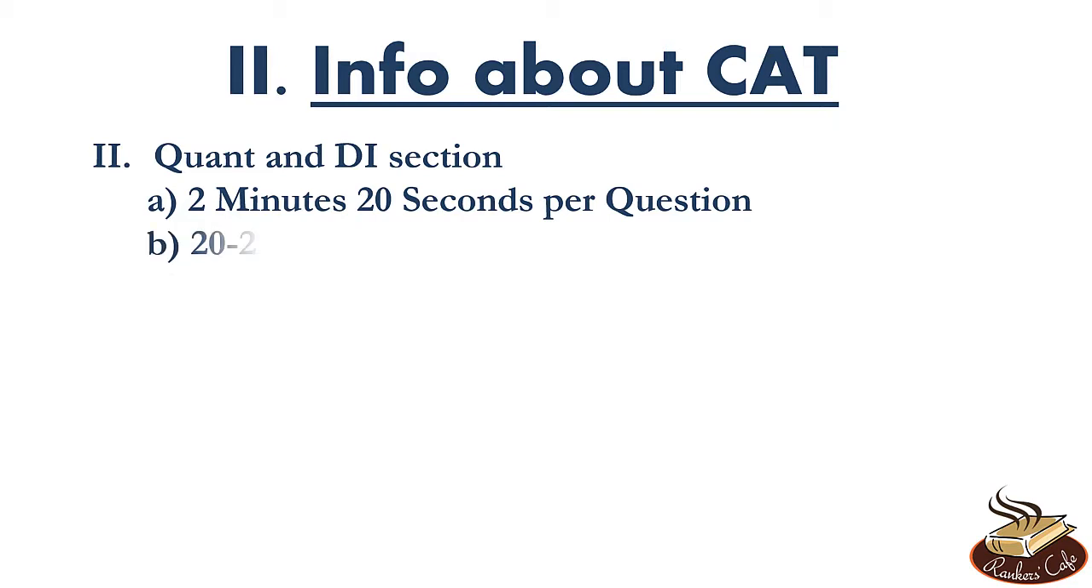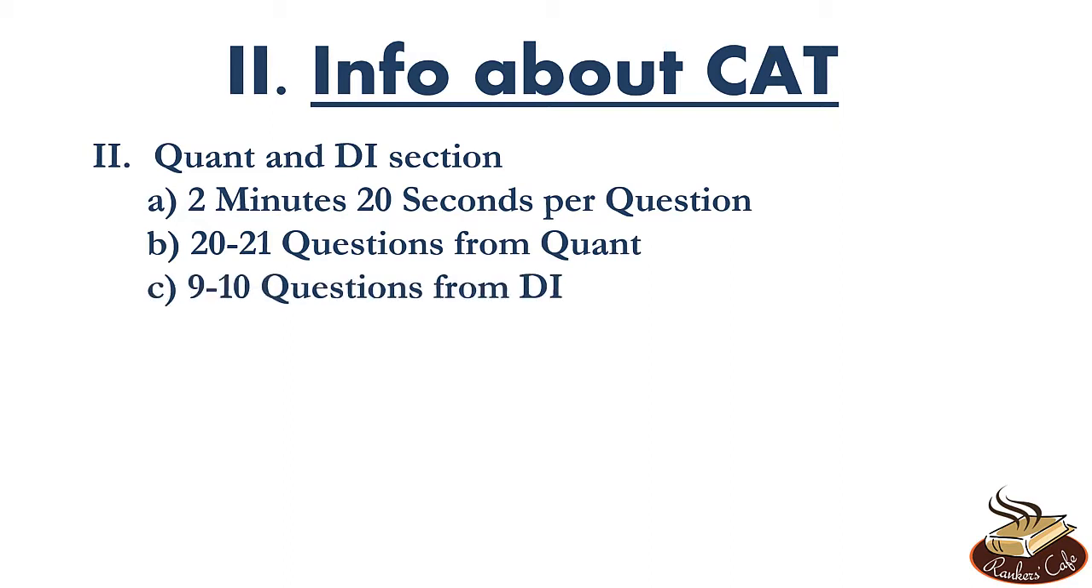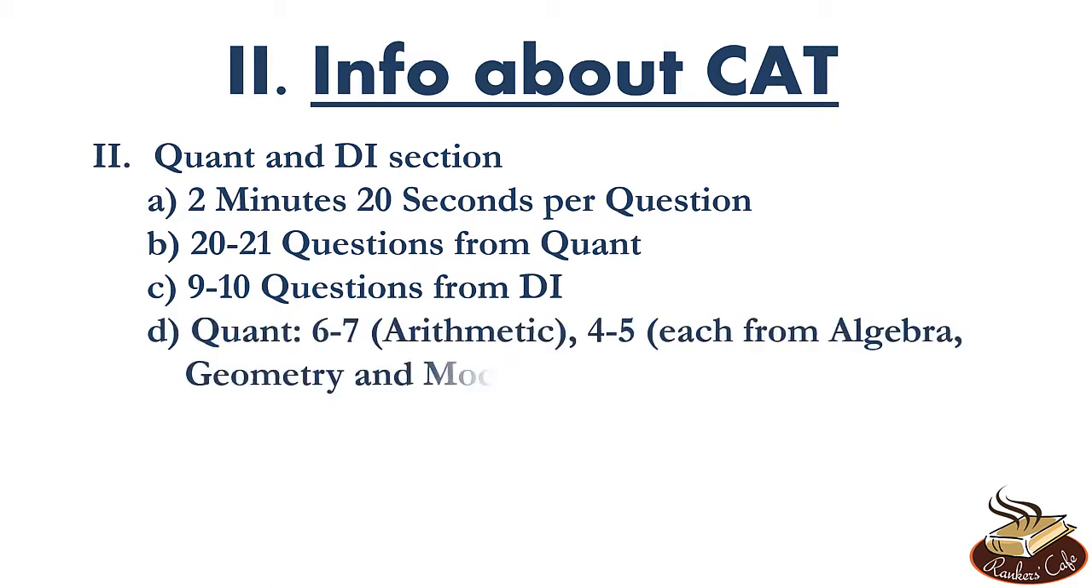Out of these 30 questions, typically you can expect 20 to 21 questions from Quant and the rest 9 to 10 questions from data interpretation. Quant chapters can be broadly classified into 4 categories: arithmetic, algebra, geometry and modern maths. And in the CAT paper, you can expect 6 to 7 questions from arithmetic, 4 to 5 questions from algebra, 4 to 5 from geometry, and 4 to 5 from modern maths.